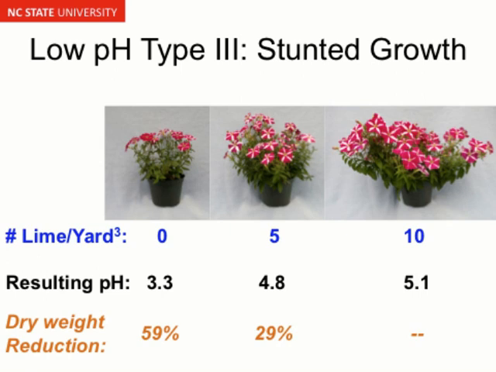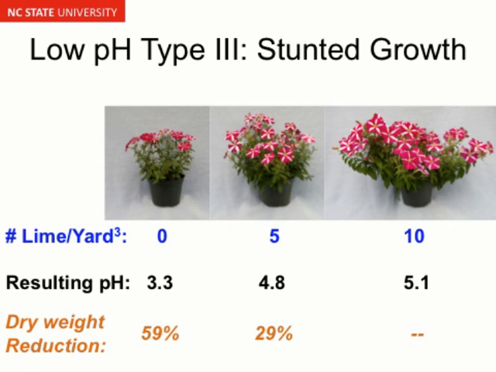Finally, I wanted to bring to your attention a third situation when the pH is too low. In this case, with petunias, when the pH is too low, the plant does not exhibit any visible symptoms. Instead, plant growth is stunted. As you can see here with the plants on the right, when 10 pounds of lime was added per yard of substrate, the resulting pH was 5.1.